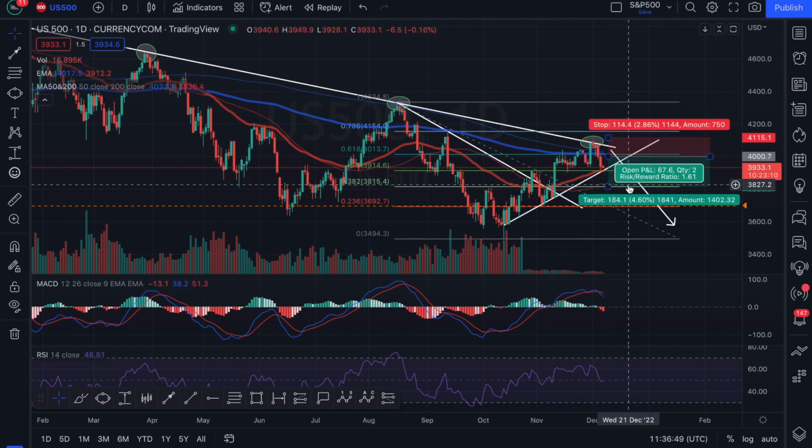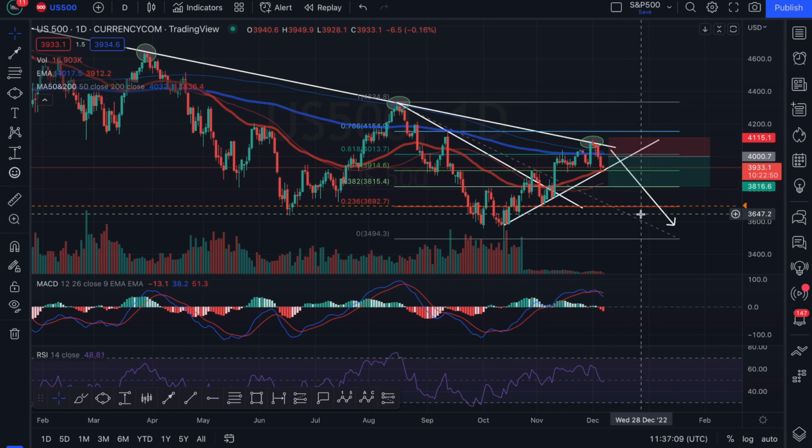I still believe that we go lower here in the coming days and weeks. I feel like the next 2 weeks are going to be very choppy due to the fact we have the CPI coming out on the 13th. We have the PPI coming out this Friday. And then on the 14th, so the day after we have the CPI inflation reading, we hear from the Fed. And we get their interest rate decision. So that's going to be very volatile for the market.